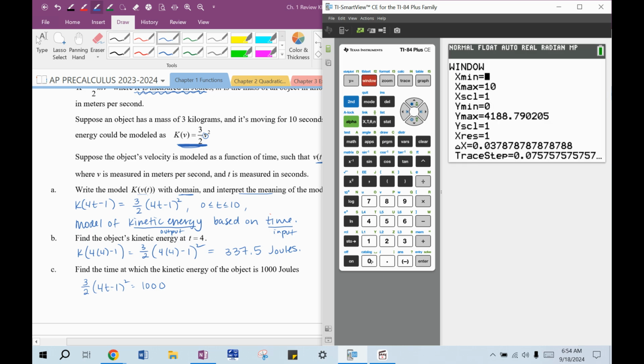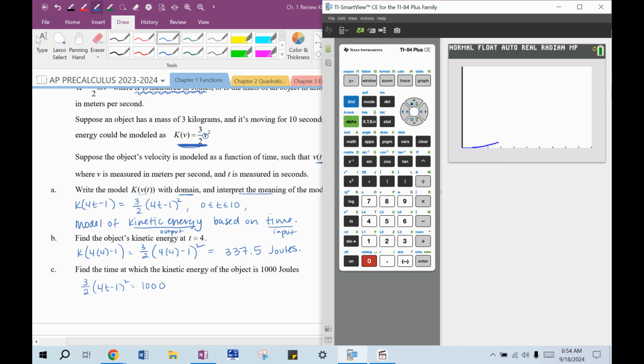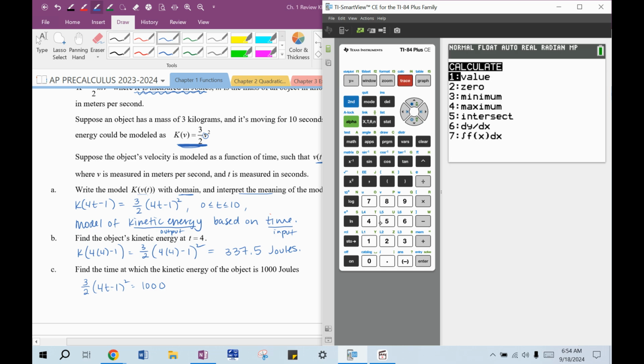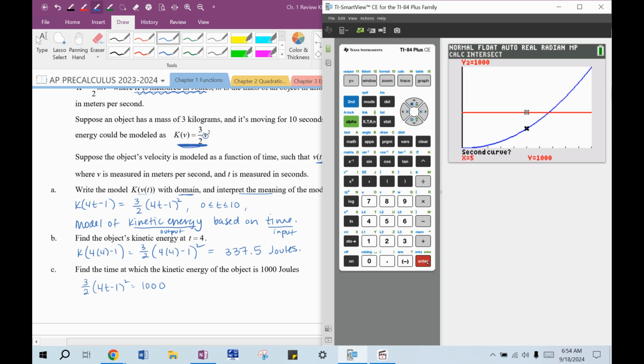Put 1,000 down here. You're given a domain for your window, set at 0 to 10. Zoom fit. There's the point of intersection. So let the calculator do the work for you. Second, trace, intersect, enter, enter, enter. So I'm getting when t is about 6.705 is what this would round to.